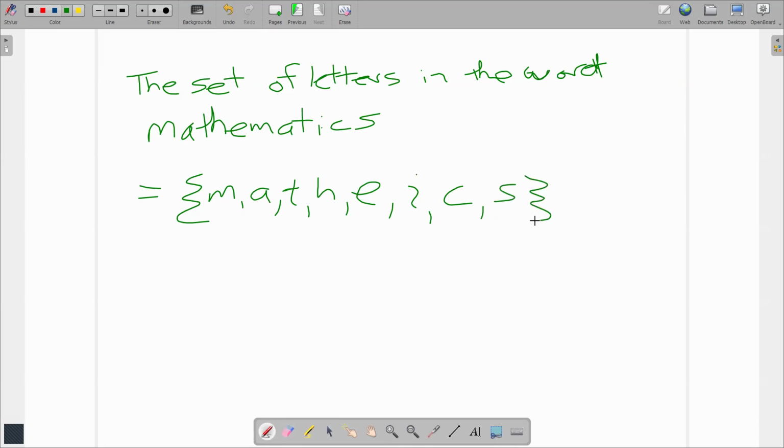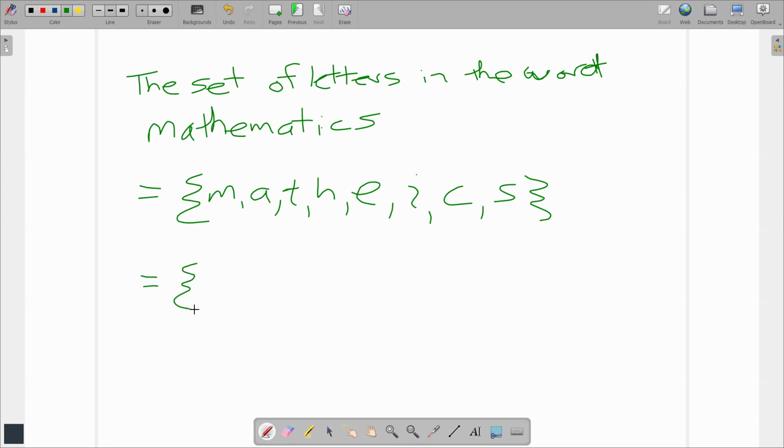And then close it once you're done. So we usually put sets in curly brackets. Again, order doesn't matter, but what does matter is you don't list things more than once. That's redundant and unnecessary.